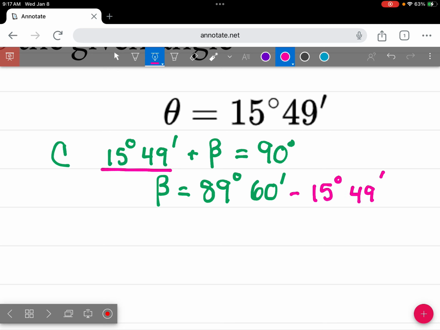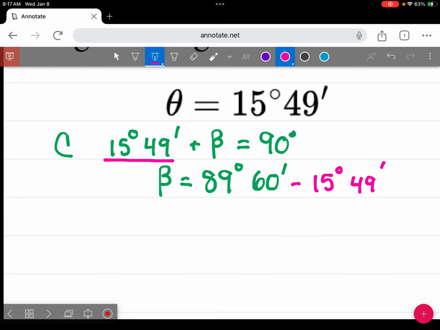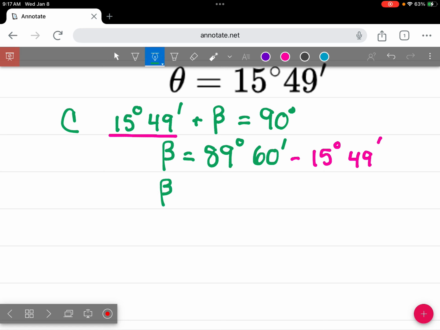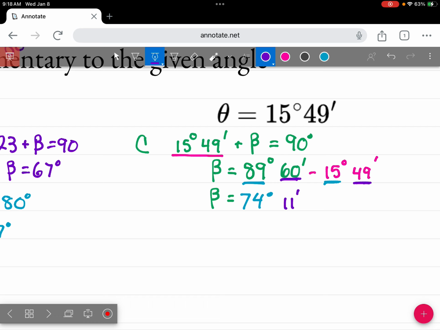You see why it's a little more helpful to write it like this sometimes? Because to find our B, our angle here, we can do this in a couple of pieces. 89 minus 15, which is significantly easier to do. What is 89 minus 15? 74 degrees. And how about 60 minutes minus 49 minutes? 11 minutes. So writing it improperly simplified is sometimes really helpful. Is it just like combining those? 100%.